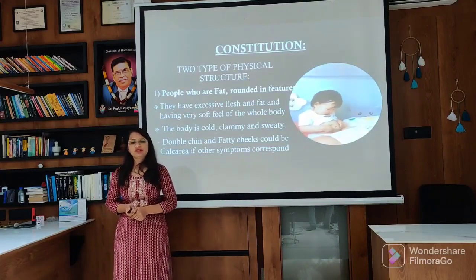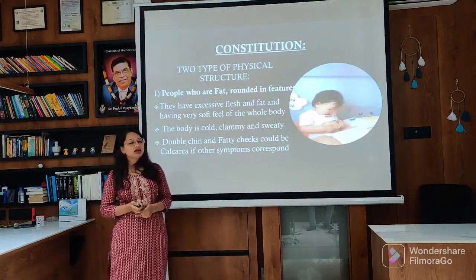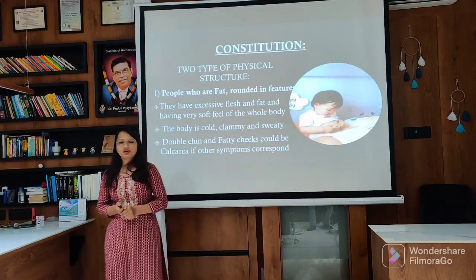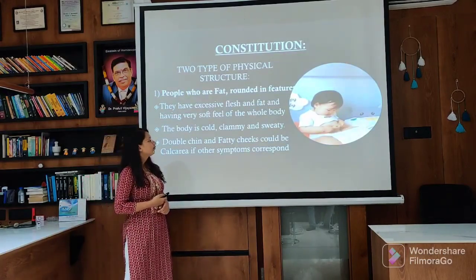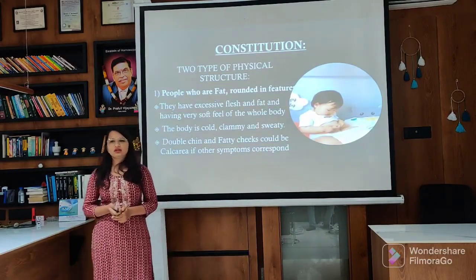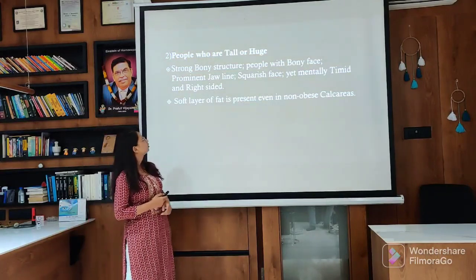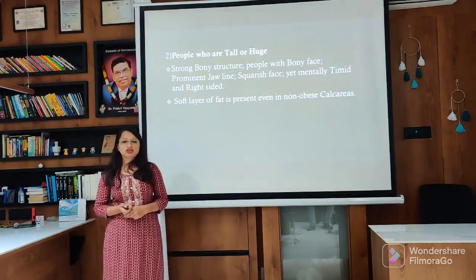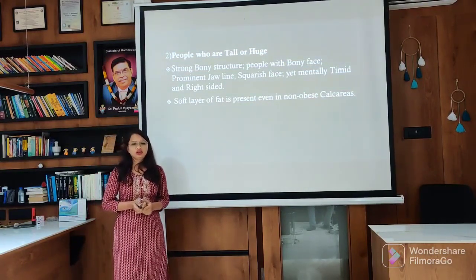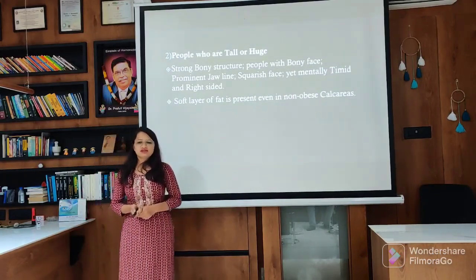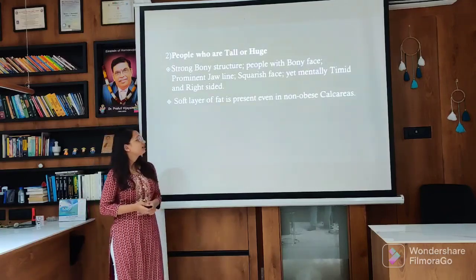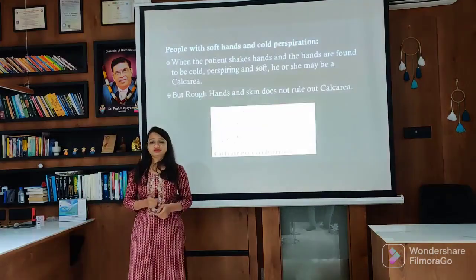Constitution. There are two types of physical structure. People who are fat, rounded in feature, have excessive flesh or fat and a very soft feel of the whole body. The body is cold, clammy and sweaty. Double chin and fatty cheeks could be Calcarea if the symptoms correspond. The other constitution: people who are tall or huge, with a strong bony structure, a bony face, prominent jawline, squarish face, yet mentally timid, right-sided. A soft layer of fat is present even in a non-obese Calcarea.